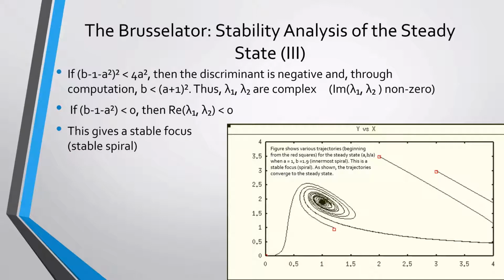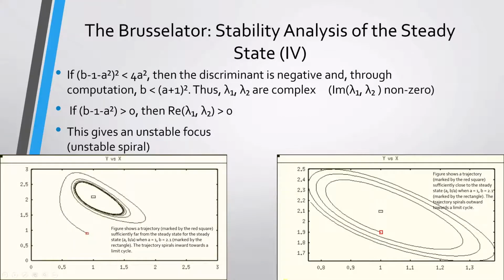We will now consider the case when the discriminant is negative. Thus, B is less than the quantity (A+1)^2. This means that we now have complex eigenvalues. If we take the case where B - 1 - A^2 is less than 0, then the real parts of our complex eigenvalues are both negative. This gives a stable focus. The diagram on the right shows multiple trajectories that all spiral inwards towards the steady state when A equals 1 and B equals 1.9.